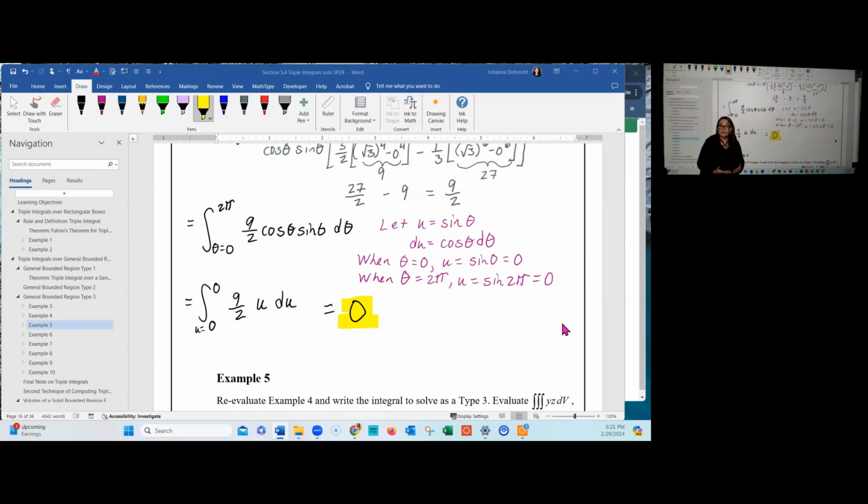We have one more example that we want to work in part 1 of the video series over section 5.4, and that would be a type 3. Let's go ahead and take a look at type 3 now.